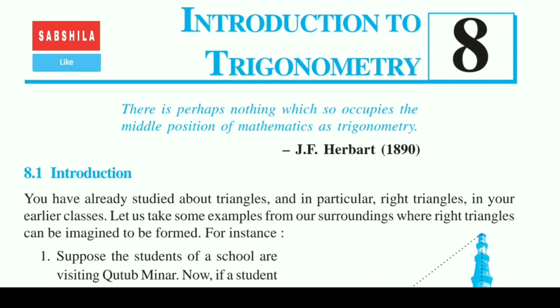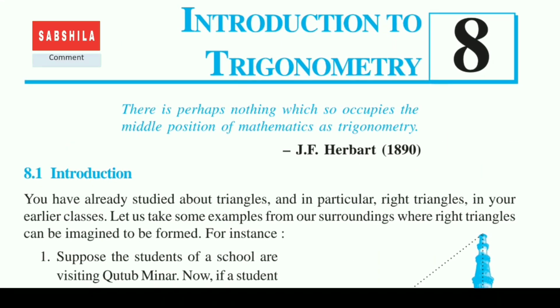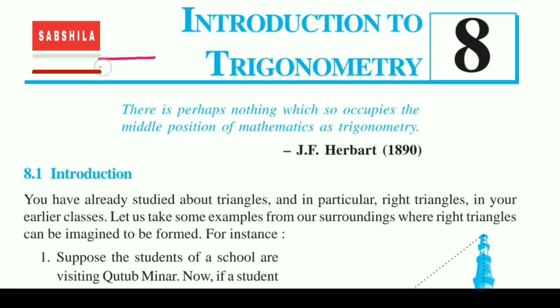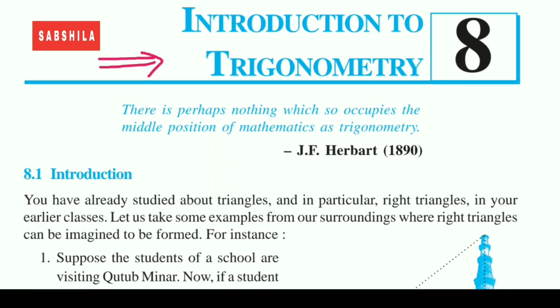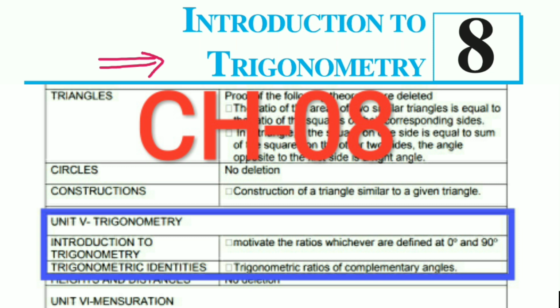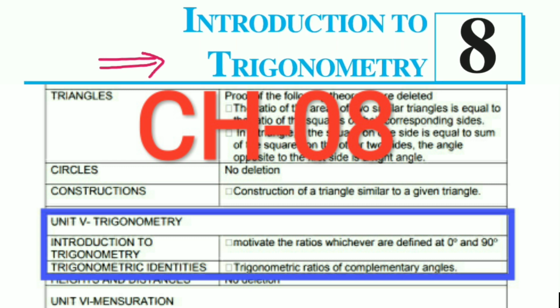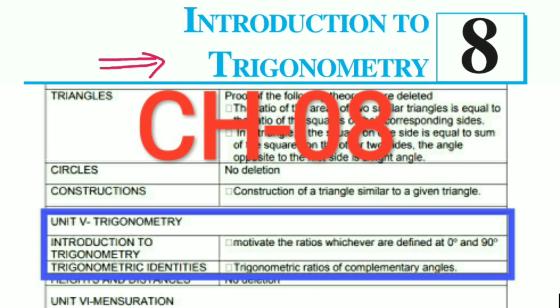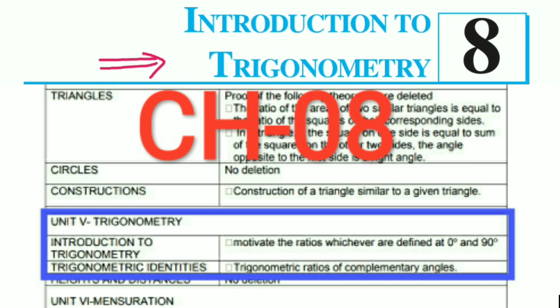If we talk about chapter number 8, that is introduction to trigonometry, the motivation of the ratios defined at 0 degree and 90 degree has been removed. And the second one is trigonometric identities. The trigonometric ratio of complementary angles has been removed.